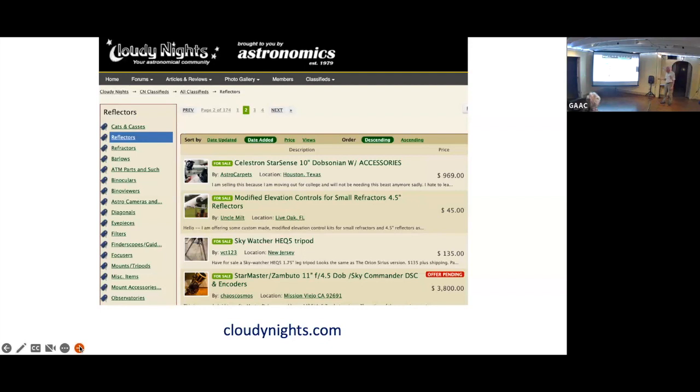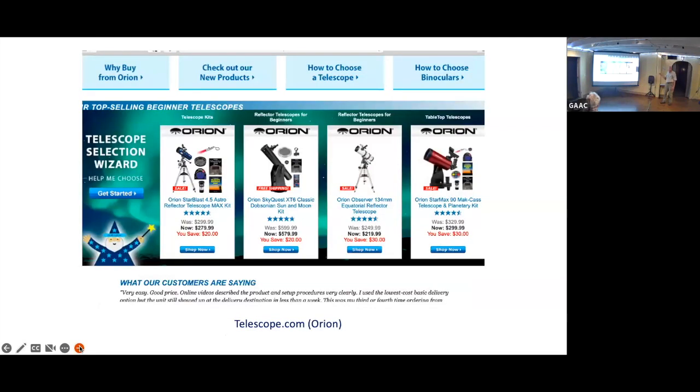Wow, this would have been a good one, huh? A Star Master with a Zambuto mirror. I'm giving that away. Yeah, $3,800. That's still a bargain, would you say? And they also have equipment reviews you can read on this.